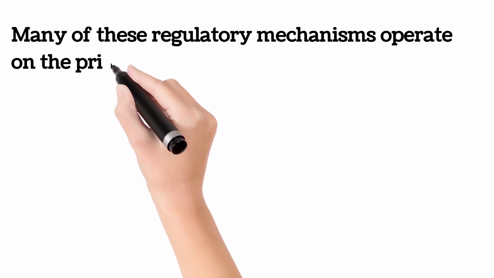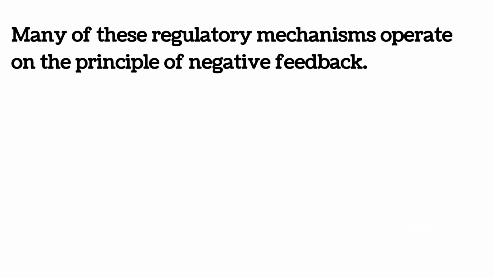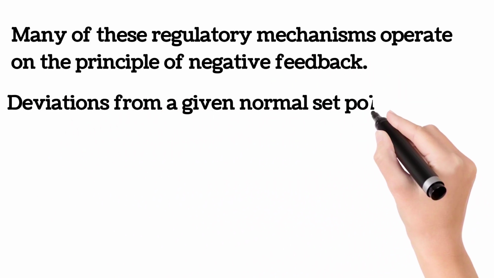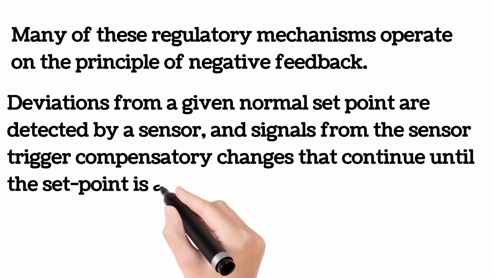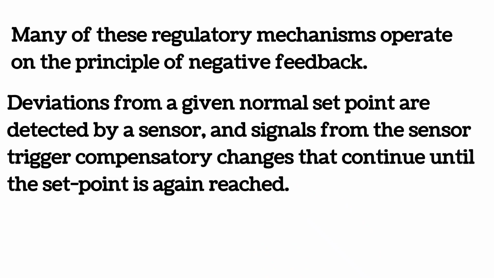Many of these regulatory mechanisms operate on the principle of negative feedback. Deviations from a normal set point are detected by a sensor. Signals from this sensor trigger compensatory changes, and this continues until the set point is again reached and there is regaining of normalcy of the environment in the body.